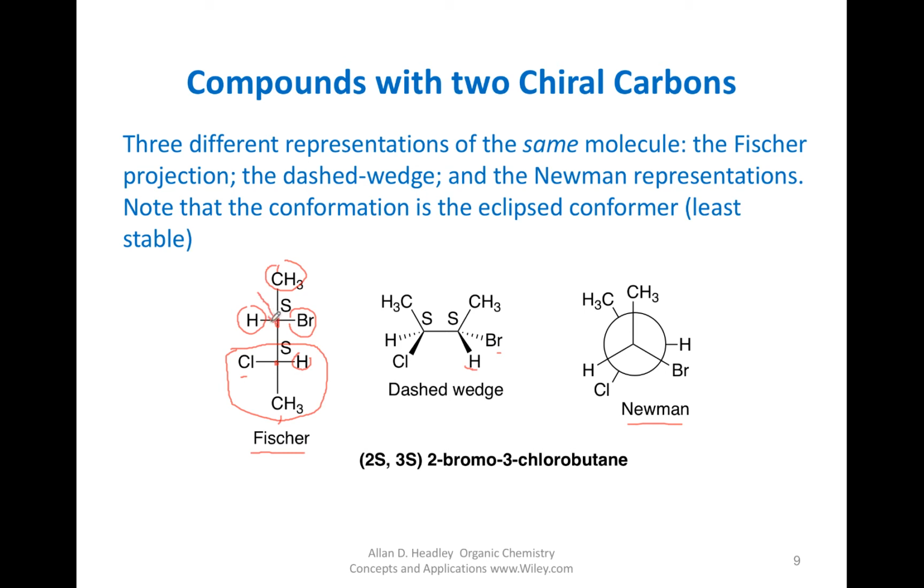And of course you can do the absolute assignment, which is the R and S. And what you should get here is that this carbon here is S, and this carbon here, which is another chiral carbon, is S. Same here. Okay, this one is a little trickier though.